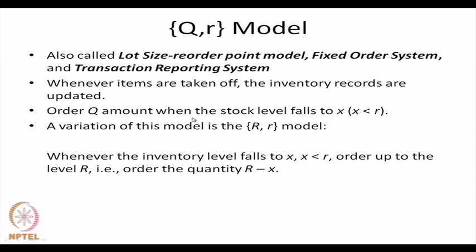A variation of this model is the RR model, where whenever the inventory level falls to X, X less than R, order up to level R, not an exact quantity Q, but up to level R. So, these are the two variations.